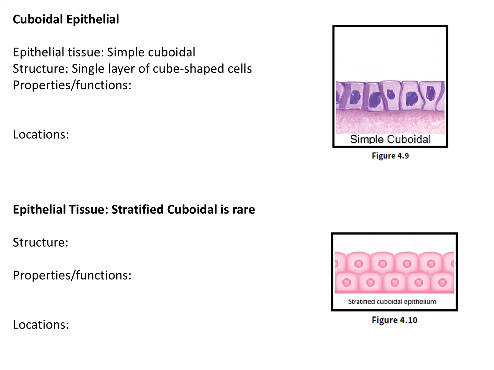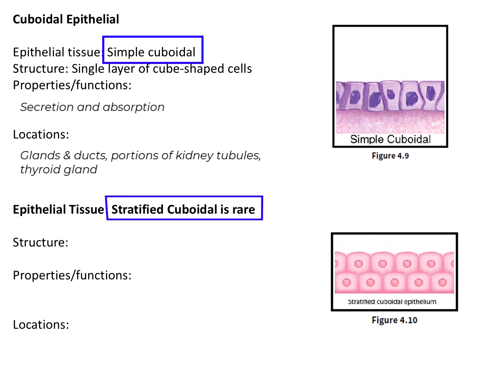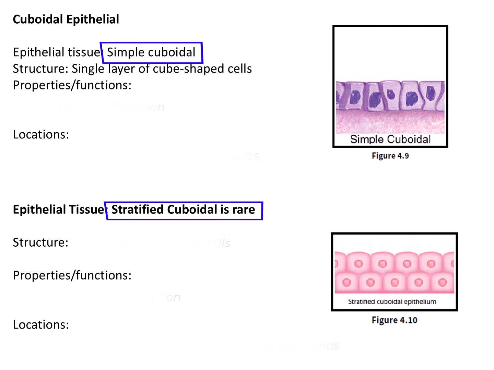Next up is a cuboidal epithelium. We're going to start with a simple cuboidal epithelium. This is a single layer of cube-shaped cells. This type of epithelium is well adapted for secretion and absorption and is found in glands and ducts. There is simple cuboidal epithelium in portions of the kidney tubules and in the thyroid gland. Stratified cuboidal epithelium consists of two layers of cuboidal epithelium and is adapted for secretion and absorption. We find it lining some ducts in sweat and mammary glands.